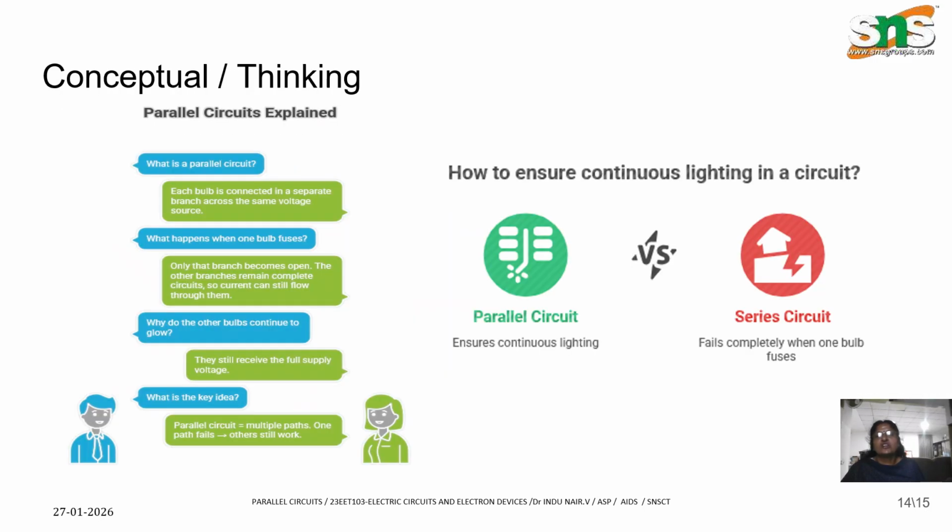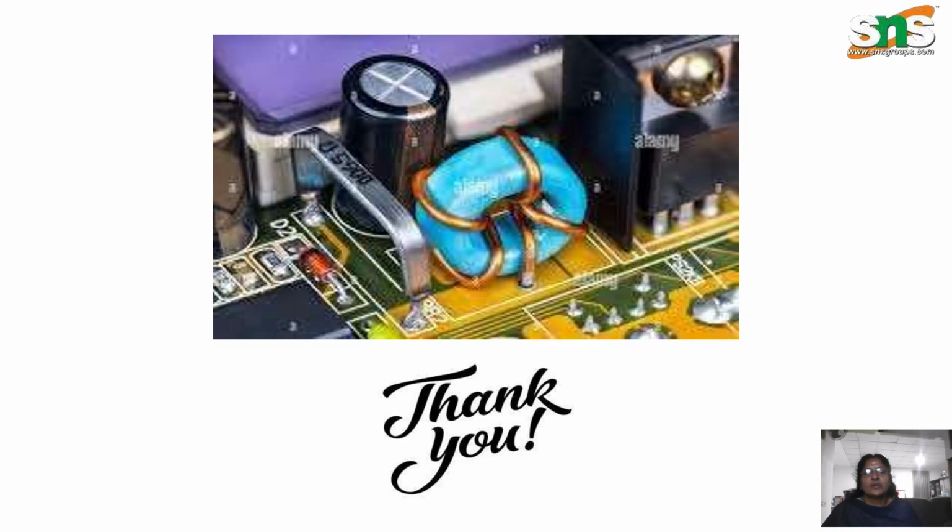How to ensure continuous lighting in a circuit? A parallel circuit ensures continuous lighting. A series circuit fails completely when one bulb fuses. So we come to the end of this section.